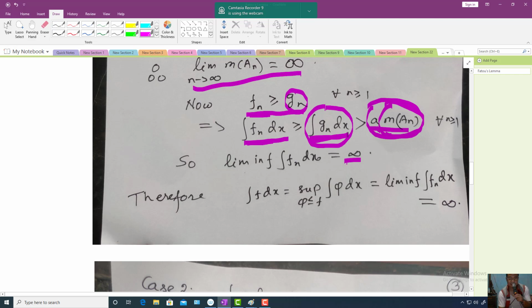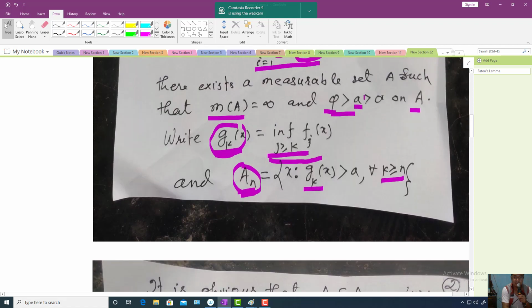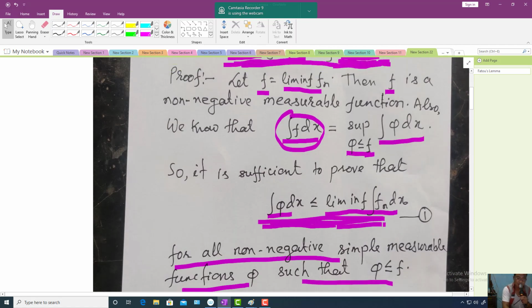So the limit infimum, as n tends to infinity, this quantity is going to be infinity. So then the first case is over. Let me tell you why. When this is infinity, this is also infinity. So infinity is equal to infinity, and this inequality is true. So case 1 is over.